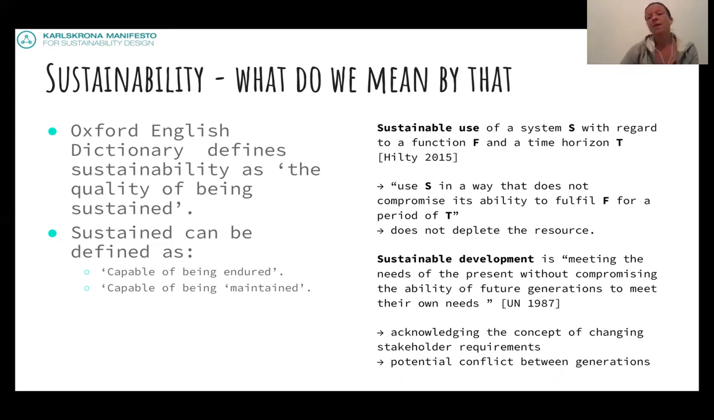And then sustainable development, in contrast, is meeting the needs of the present without compromising the ability of future generations to meet their own needs. This is the definition by the UN in the Brundtland Report from 1987. So that acknowledges the concept of changing stakeholder requirements and indicates potential conflict between generations, that there could be such a thing as a difference between our generation's needs and the next generation's needs.